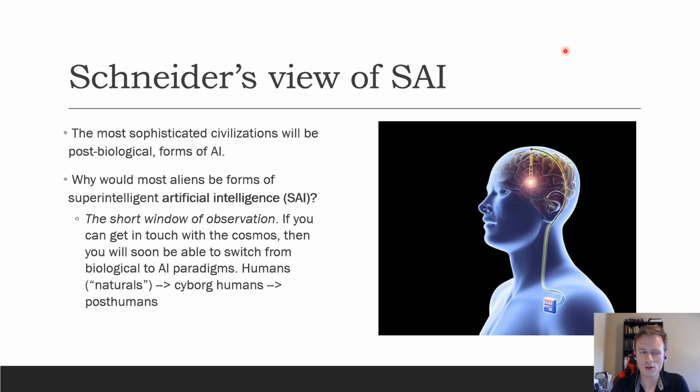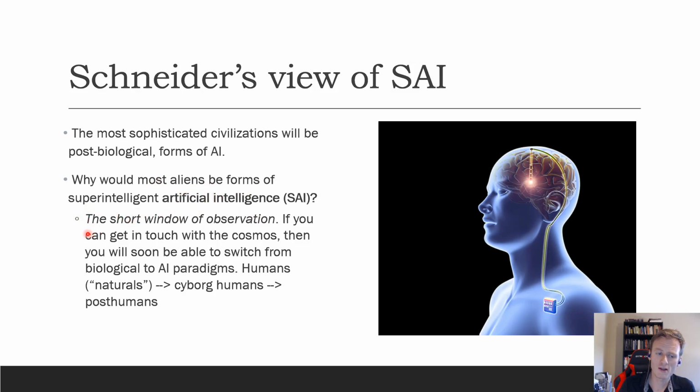In the film, it's unclear exactly what kind of beings the heptapods are, but we can ask, if beings like the heptapods visited Earth, would those beings be super intelligent artificial intelligence, or would they be biological intelligence or non-artificial intelligence? So Schneider, in the chapter we read for today, thinks that the most sophisticated civilizations will be post-biological forms of AI. She notes some arguments for why we would think that most aliens would be super intelligent artificial intelligence, at least aliens that come into contact with us.